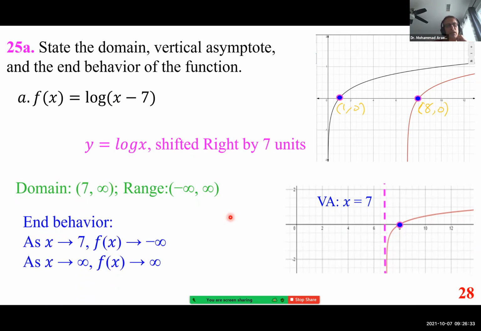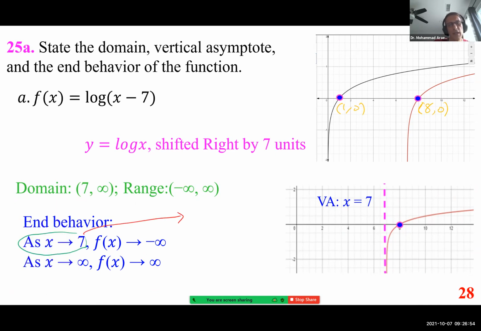For the end behavior, as x goes towards 7, f of x goes towards negative infinity, and as x goes to infinity, f of x goes to infinity. They both blow up. Now, what I want to mention here, really the better notation for that, is coming up in your calculus courses.